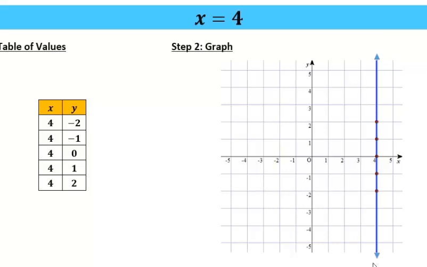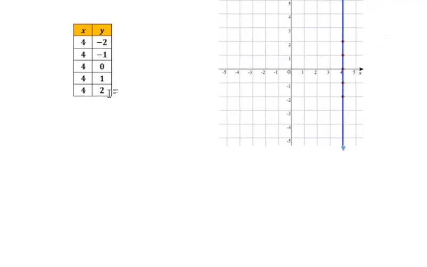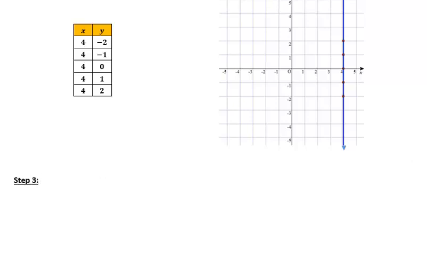So something like this. You put arrows on the drawing, and that will be step number 2. We already have the graph and the table of values from step 1, so now we're going to go with step number 3, which would be finding the intercepts.